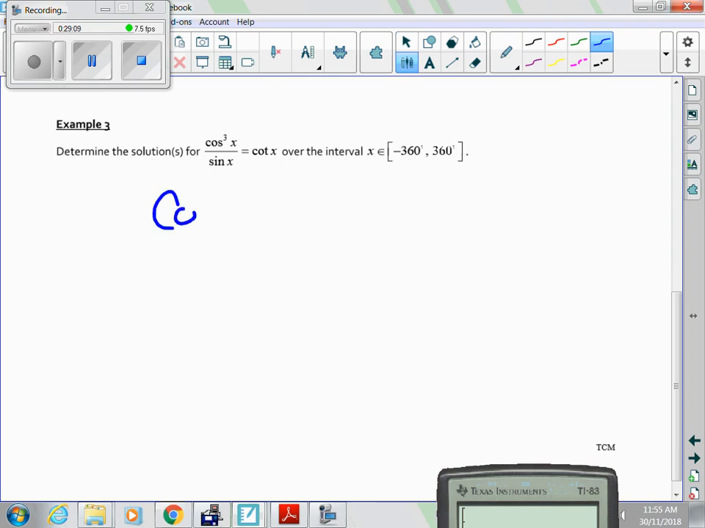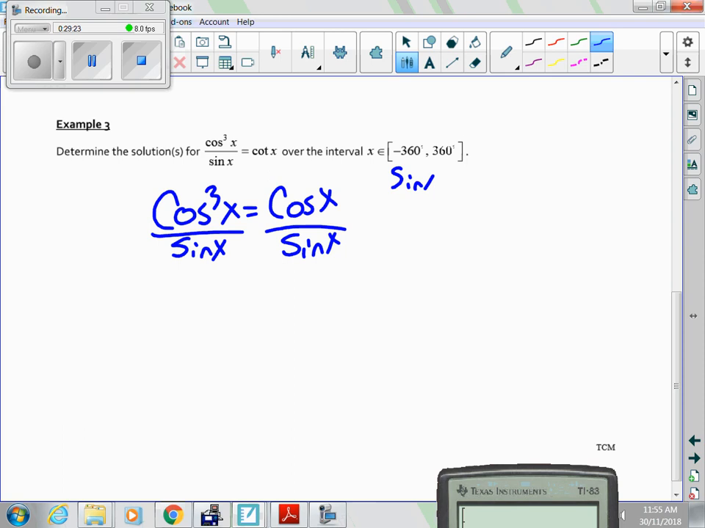So I'm going to go cosine cubed of x equals cos x divided by sine x, over sine x. And again, even though they didn't ask, I can note that sine x can't equal 0 because it's in the denominator. Now, if I've got the same denominator in both places, I can multiply both sides of the equation by sine x, and now I can just cancel, cancel, cancel, cancel, and I get cos cubed of x equals cos x.